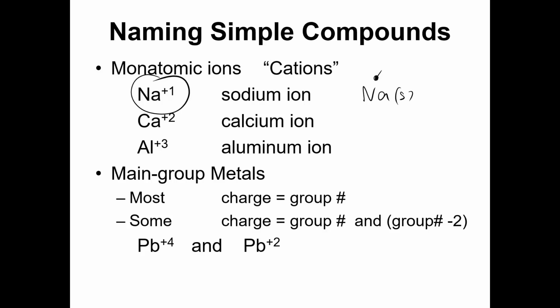And so everything in group 1 is going to be +1. Lithium's +1, sodium's +1, because they have one valence electron, and when they turn into their ions, they're going to lose one electron, be +1. Calcium is in group 2, they're going to have +2. Both electrons are gone. Aluminum is in group 3, it has 3 valence electrons. It's going to lose 3 electrons and turn into aluminum ions. And then we have some metals that can have different kinds of charges. For example, lead. Lead can either be +4 or +2.